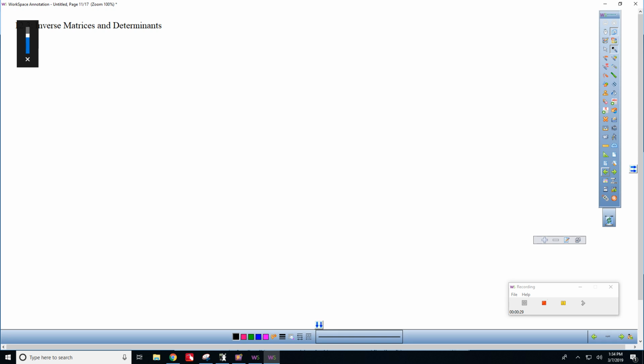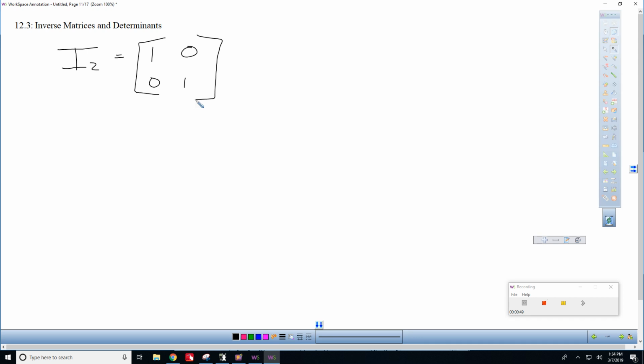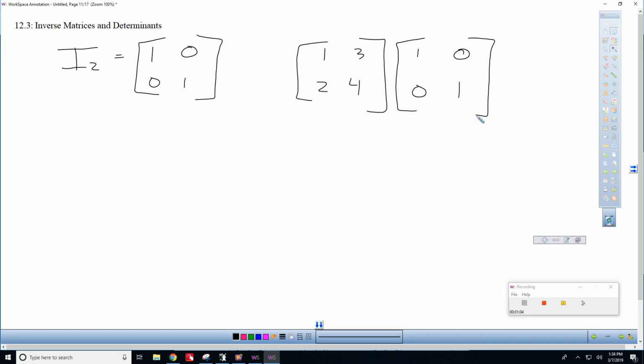The identity matrix. So, first I should say that the identity matrix for a 2 by 2 is 1, 0, 0, 1. If you multiply a 2 by 2 matrix times that matrix, you will get the original matrix. Let me show you that. If we do 1, 2, 3, 4 times 1, 0, 0, 1. Let's see, row by column. 1 times 1 plus 3 times 0 is 1.